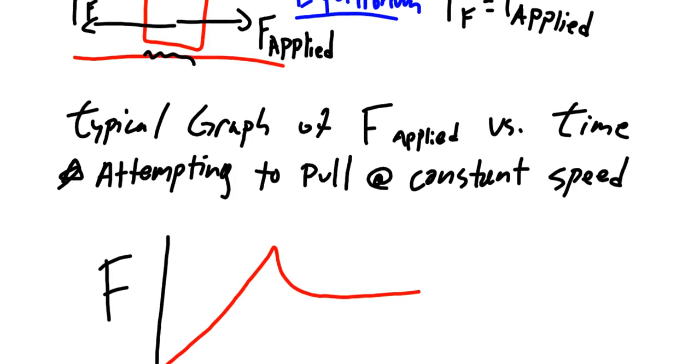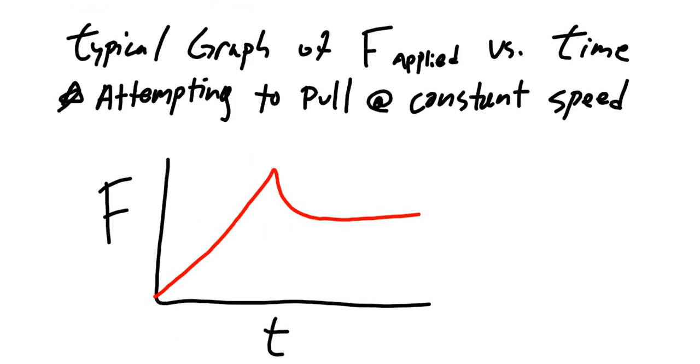Then the last thing we'll talk about, what does a typical graph of force versus time look like when you're attempting to move an object? So envision the following. You're trying to pull a table across the room. So you start off, you're not sure how hard to pull it, so you pull kind of very lightly. And then you slowly increase your force because you're really not sure how hard to pull it. Eventually, you reach some point right here when the table starts to move.